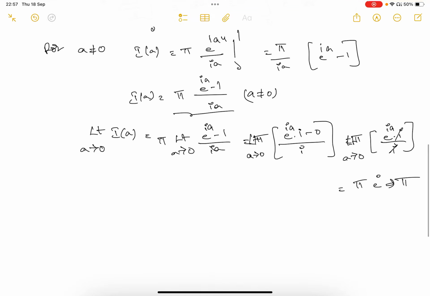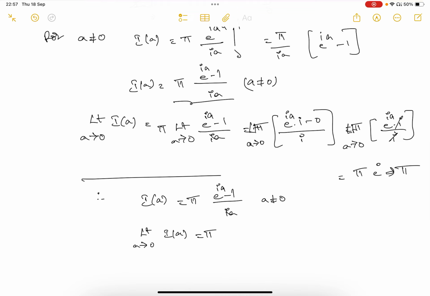Finally, the two solutions are, in our case, I of a is pi into e power ia minus 1 by ia for a not equal to 0. When the limit a tends to 0, I of a is pi. Fine. These are our two solutions.